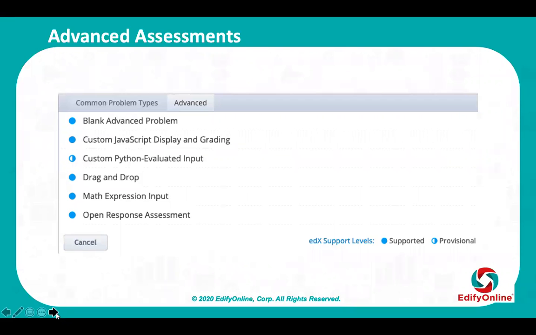Okay, the second category is the advanced assessments. Again, if you were clicking on the new problem component, you would just click on this tab up here. You notice there are far fewer advanced assessments. And honestly, some of these are used quite often. I would say the drag and drop is used a fair amount, and the open response assessment, otherwise known as the peer assessment, is also used a fair amount. The others, not so much. They're really for more technical or math and science oriented kinds of courses.